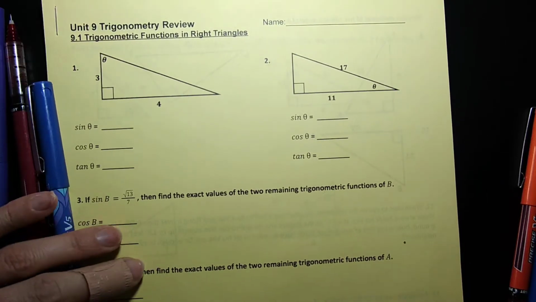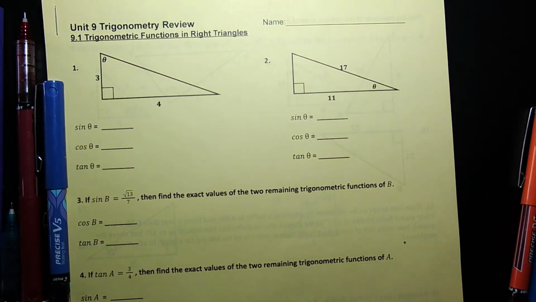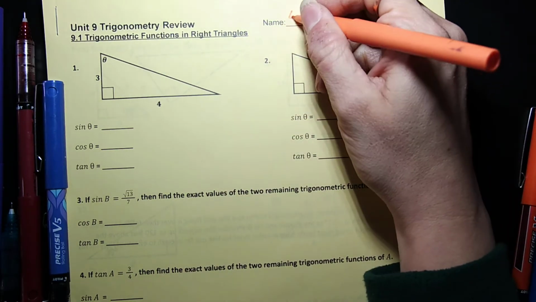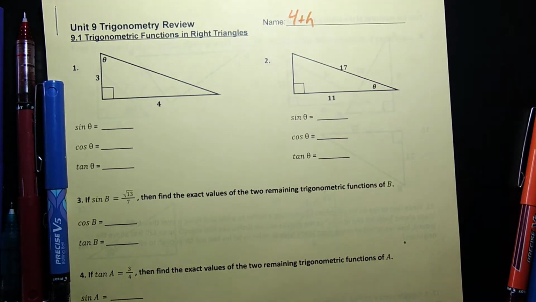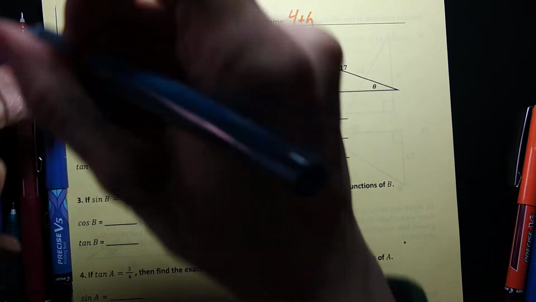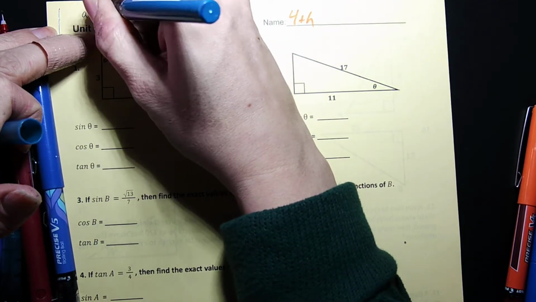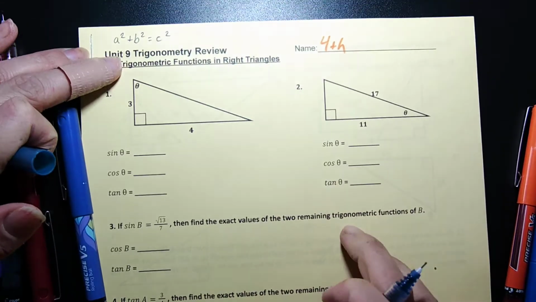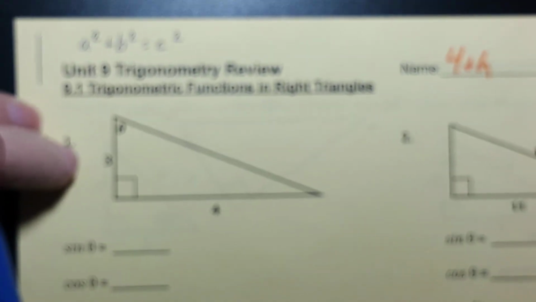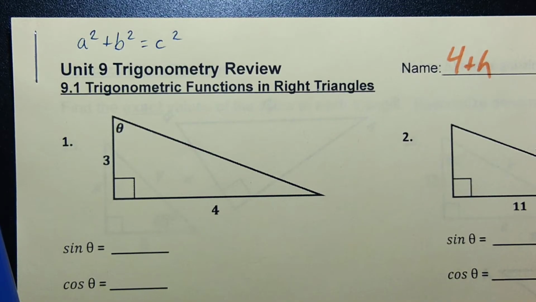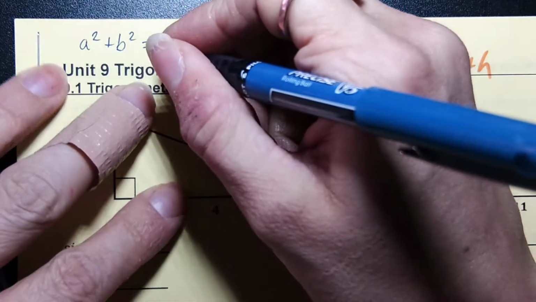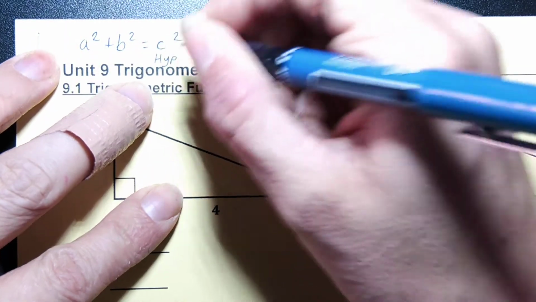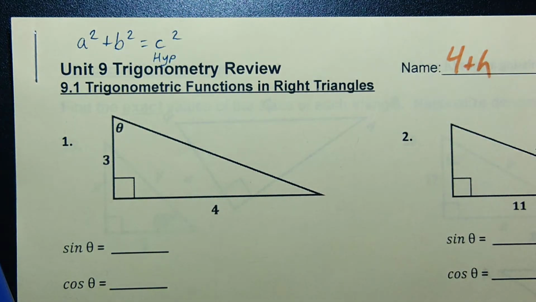Starting on page 1 of the review, the first thing that I want you to write up at the top of this page is the things you will be expected to have memorized for the test tomorrow. The first is the Pythagorean theorem. So a squared plus b squared equals c squared, and this is a formula that helps us find the sides of a right triangle. The sides, A, B, or C. C has to be the hypotenuse, but A and B could be either of the legs.